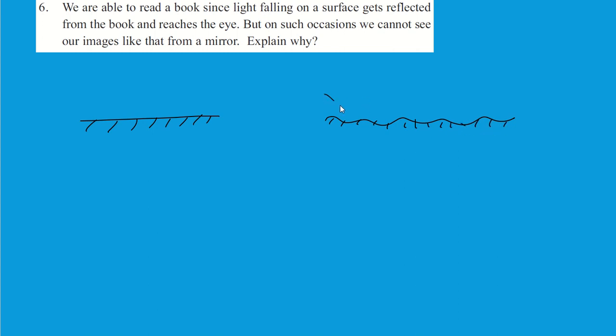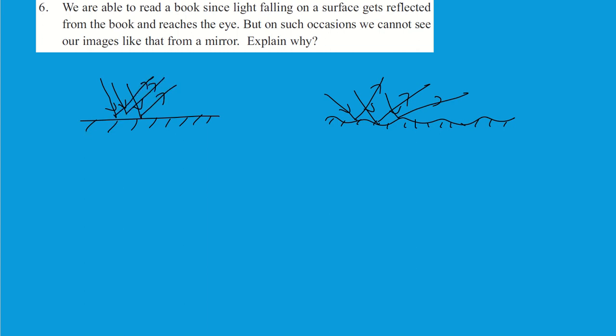So if a parallel beam of light hits this rough surface, the reflected rays will go randomly, right? They will not go parallel to each other, and there will not be a clear image formation. But in case of a regular reflection, the reflected rays also will be parallel to each other.